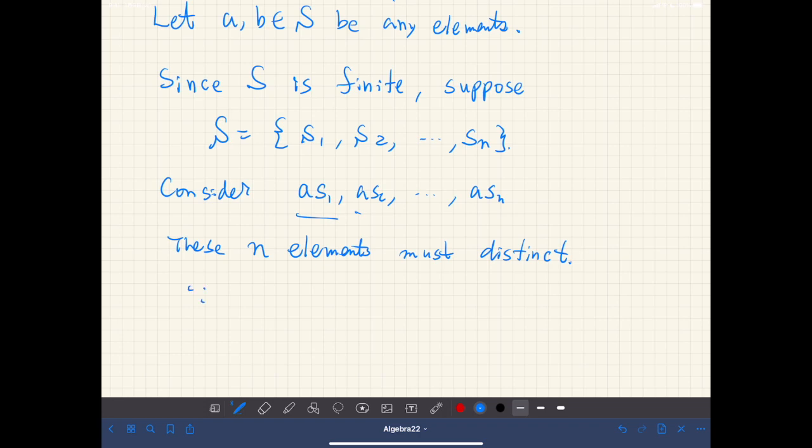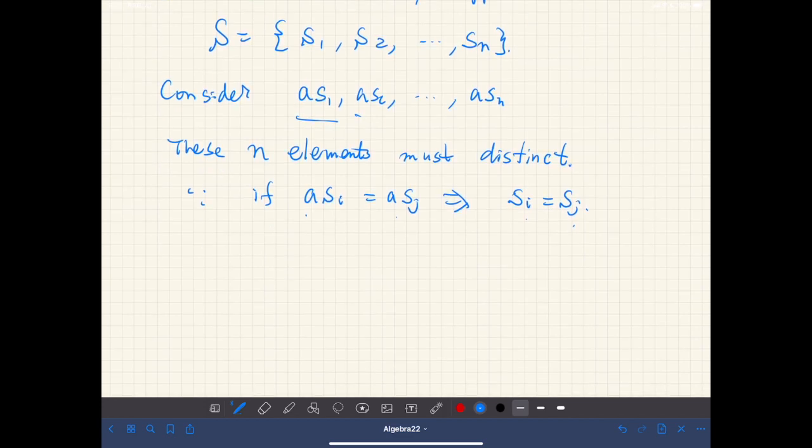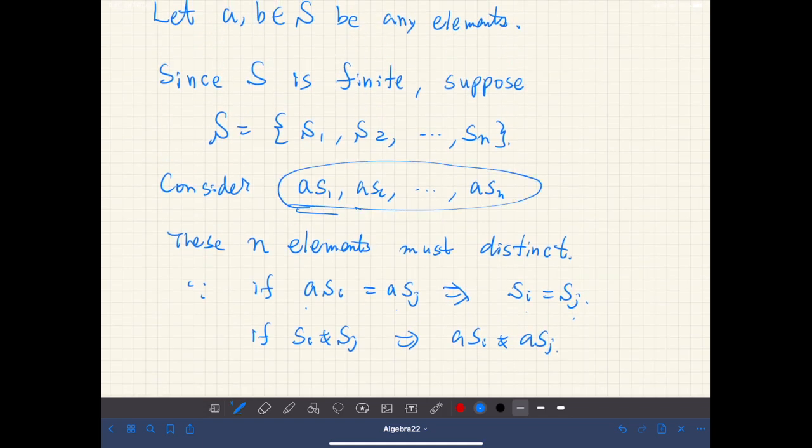Because if ASi is equal to ASj, suppose i and j are different, but by the assumption, this implies we can cancel A, so Si is equal to Sj. So i and j cannot be different. So by the contrapositive, if Si is not equal to Sj, then ASi is not equal to ASj. So all these n elements are distinct. So they're all different from each other.